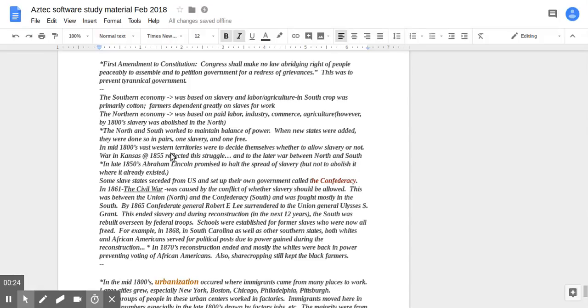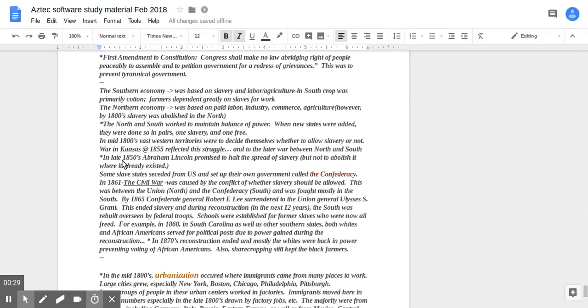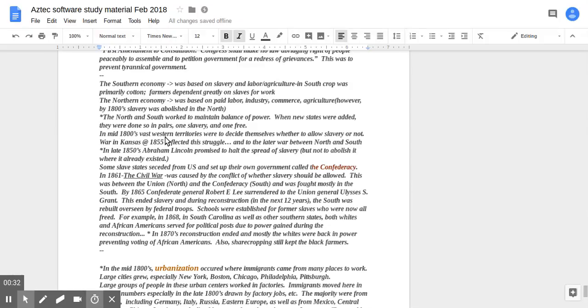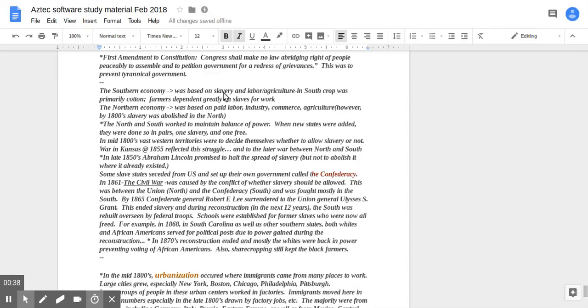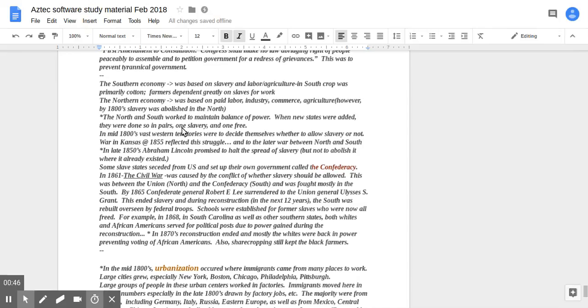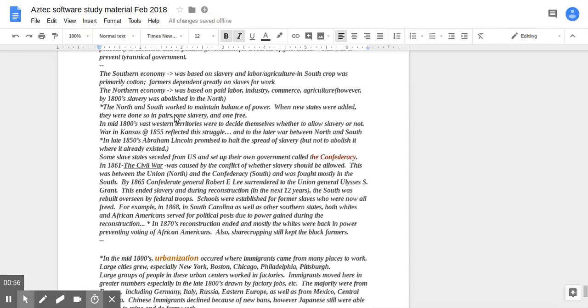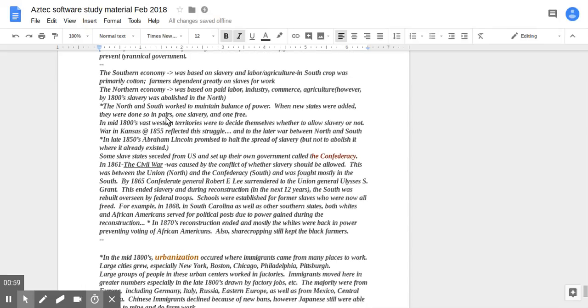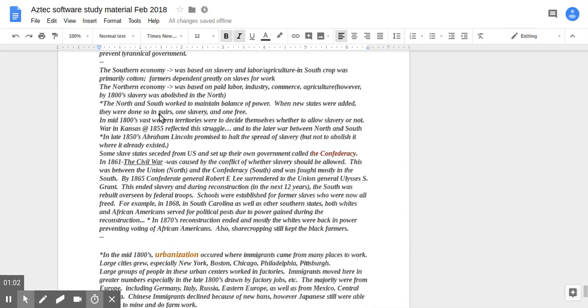So we were talking about how in the 1800s, we had North and South, and they were each specialized in different things. The Southern economy was based on slavery, labor, and agriculture. The crops were primarily cotton farms. They were dependent greatly on slaves for work. The Northern economy, however, was mostly based on industry, commerce, paid labor, and agriculture to a lesser degree. And by the 1800s, slavery was completely or mostly abolished in the North.